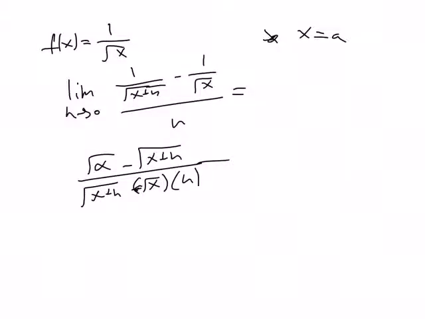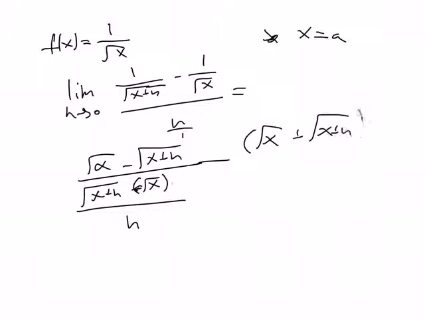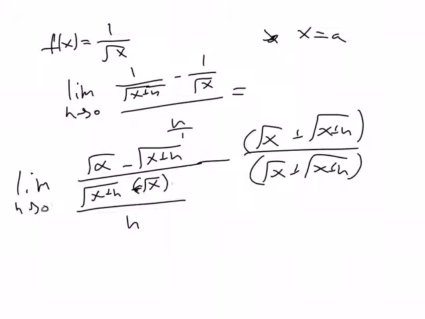Again, the reason is that this can be viewed as 1 over h, and then I found the common denominator, and then I just put the h down. But actually, I want to do this by conjugation, so I'm just going to keep the h down here for now, and then I'm going to multiply all of this by square root of x plus the square root of x plus h over the square root of x plus the square root of x plus h. So this is the limit as h goes to 0.